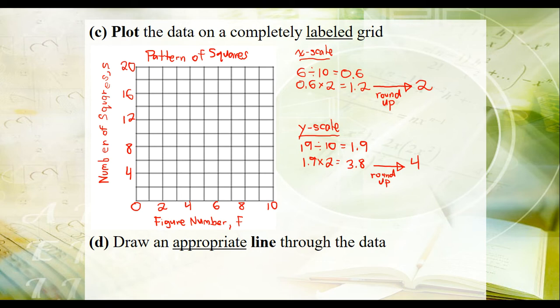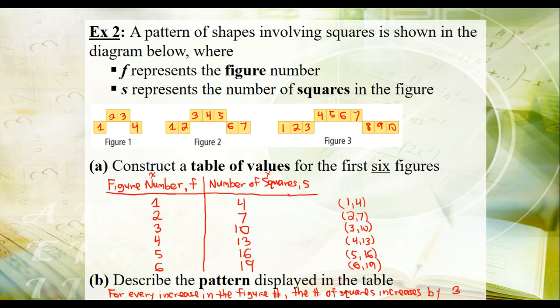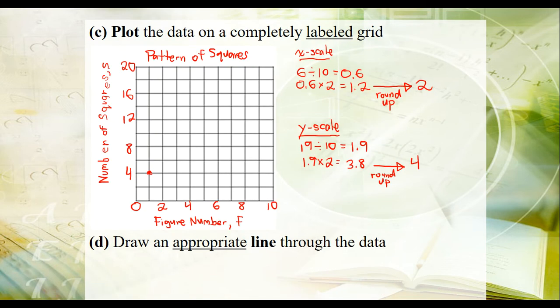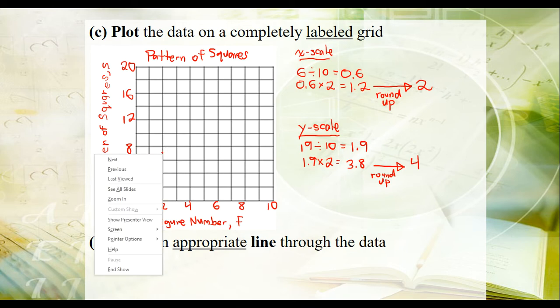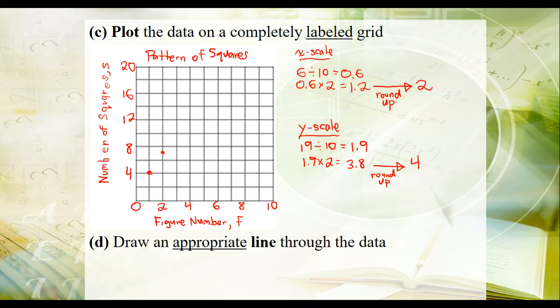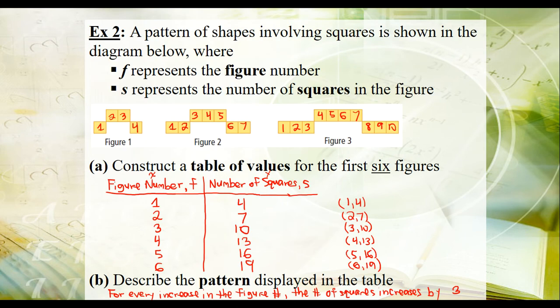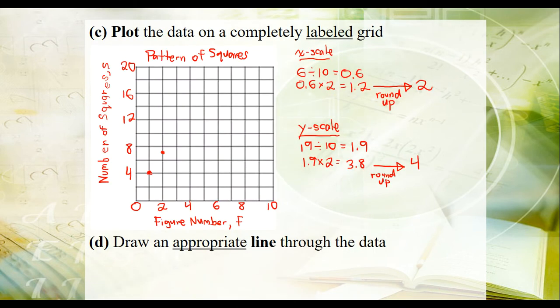All right, now we're ready to plot these points. The first point is 1, 4. So 1 would be here, 4 is located here. Again, by doing this nice rounding, it makes these points nice and easy to plot. The next point is 2, 7. So we go 2, and 7 would be at this position. Then we have 3, 10. So 3 and 10 would be right here. And then we have 4 and 13, which would be located right here.